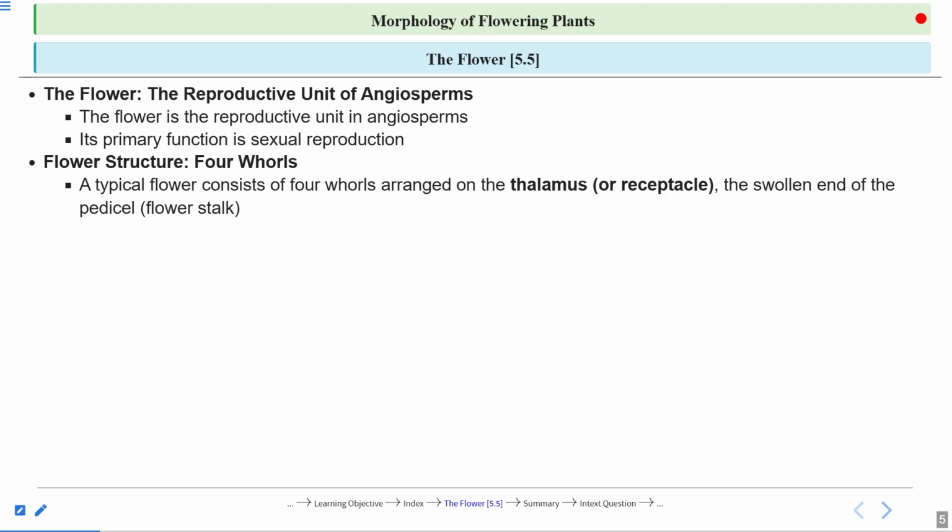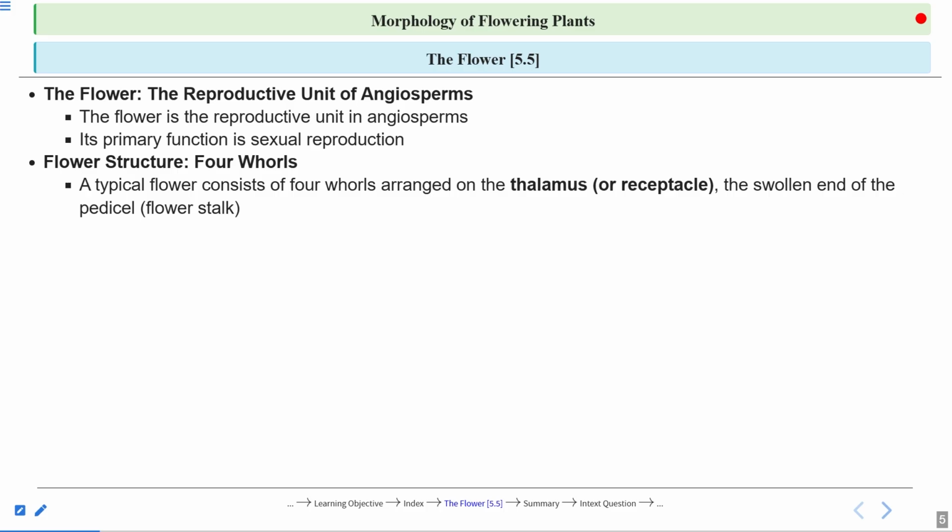Flower structure, the four whorls. We all know the four different parts of the flower, that is the sepals, petals, androecium and gynoecium. All are arranged on the thalamus or the receptacle in four different whorls, round and round, like four rounds. Outer, then the inner one, then the third, and then the fourth, right?